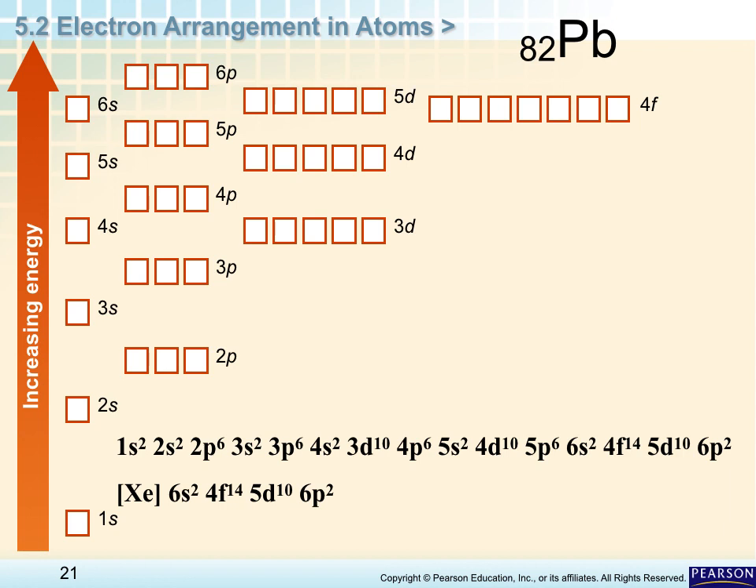into the diagram. So first thing I'm going to do is put the first 2 in the 1s. 1 arrow up, 1 down. That's showing opposite spins, fulfilling the Pauli exclusion principle. So that takes care of the 1s2. Then I'm going to do it for the 2s. First arrow goes up, second arrow goes down.